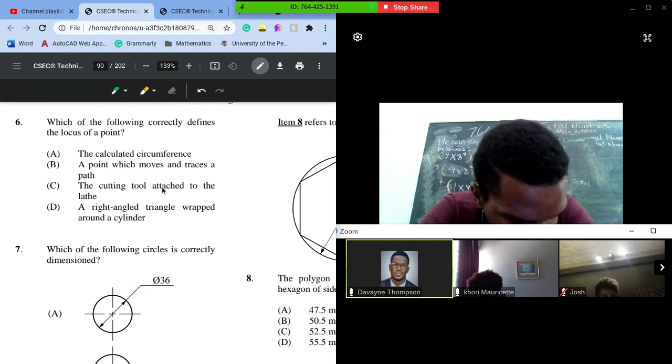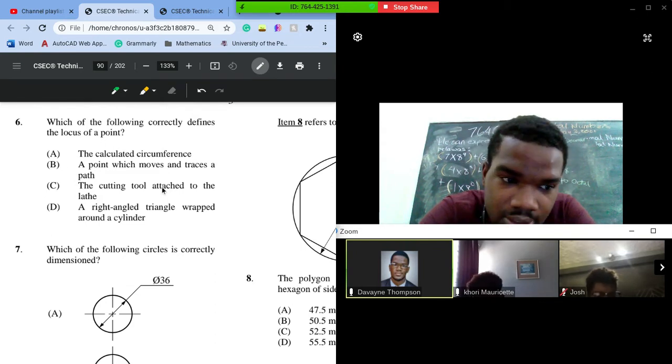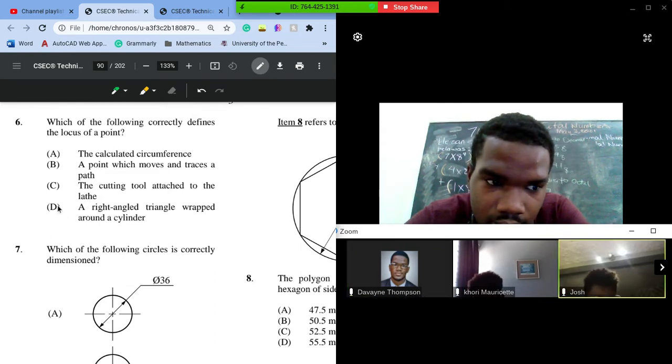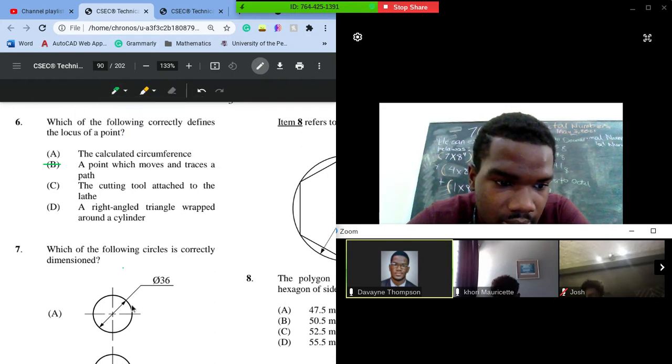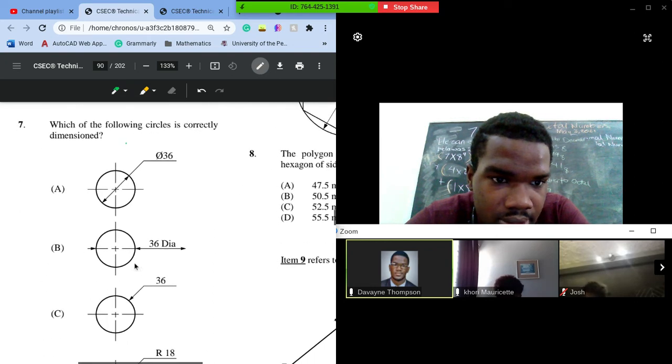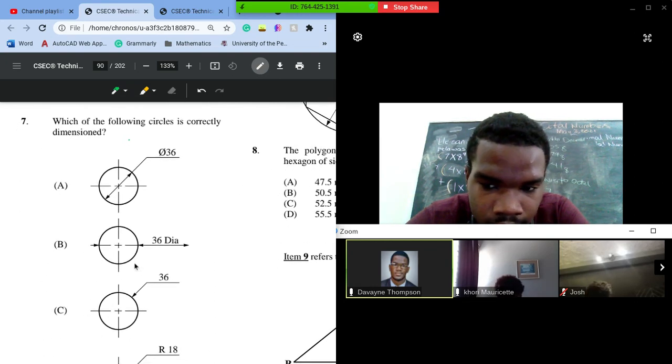Anybody recalls? When you draw this, you were drawing a point which moves across, for example, a straight line, that would be a cycloid, a circle, that would be an epicycloid, and inside of a circle, that would have been a hypocycloid. So the answer for that one would have been B as in boy. Alright, let's try the next one. It says, which of the following circles is correctly dimensioned? This one goes to Josh.